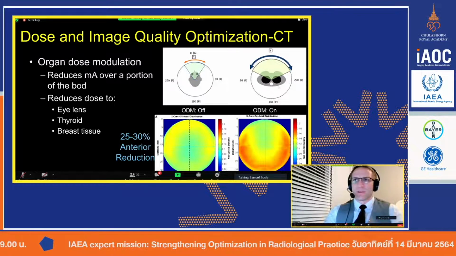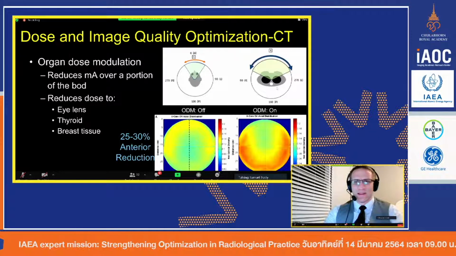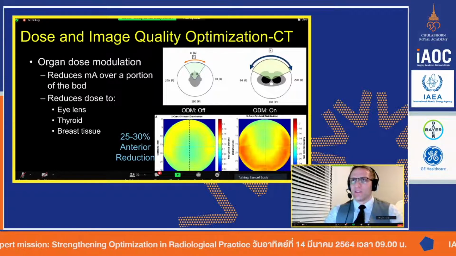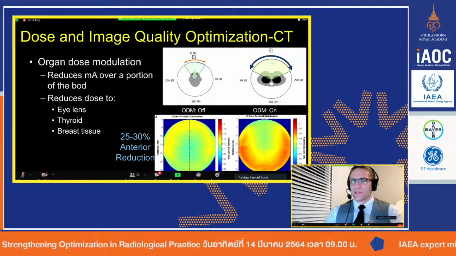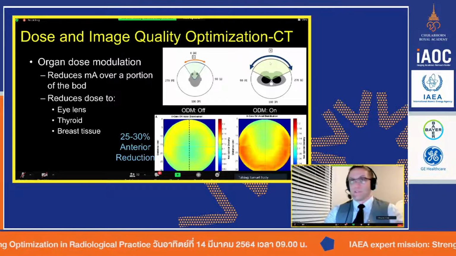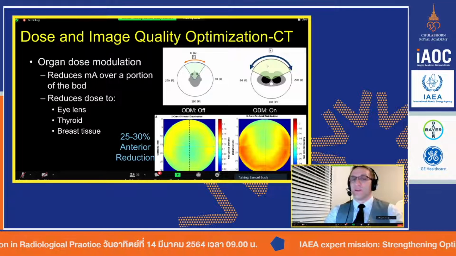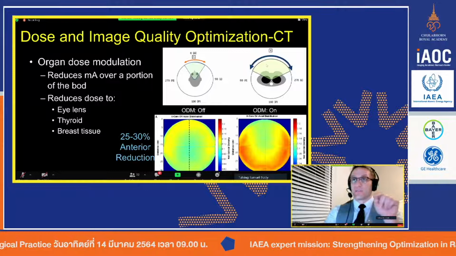There was a paper that looked at this, and they asked the question, can you use this and would it reduce the dose to the fetus? And the answer is they said yes. And so in their case, they used this option.